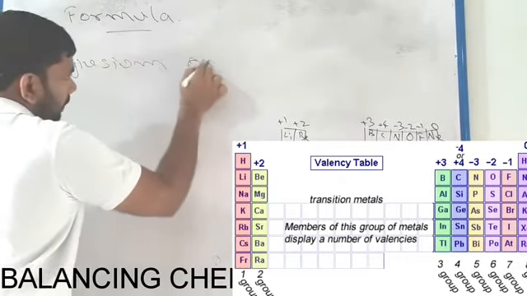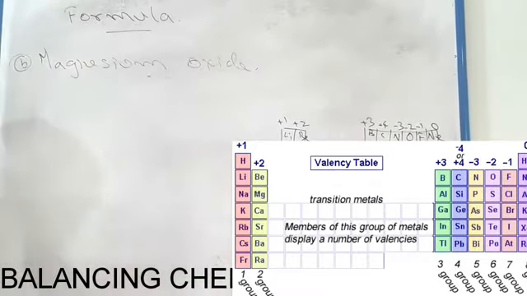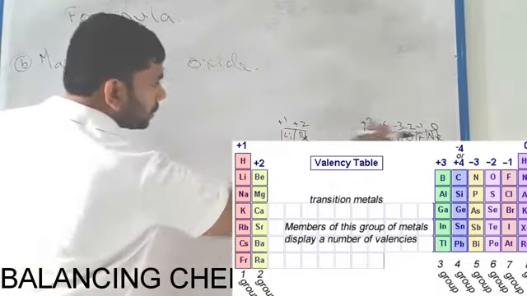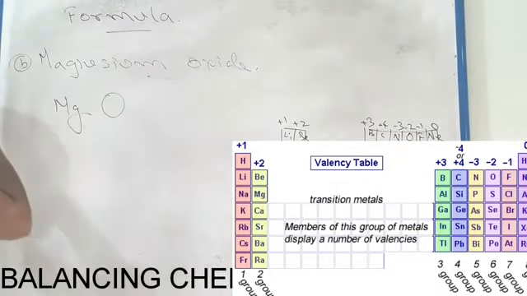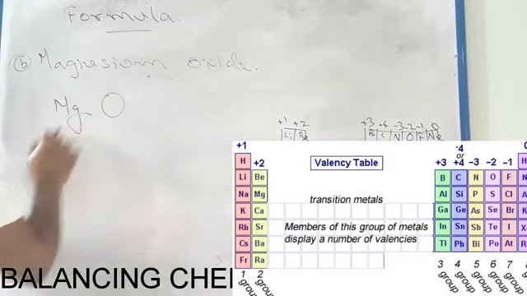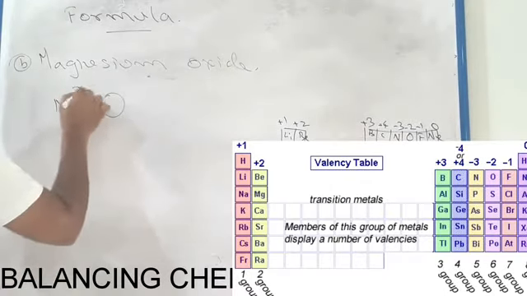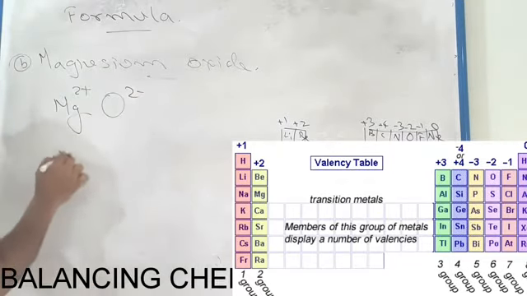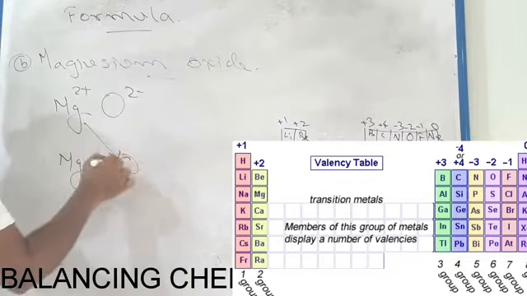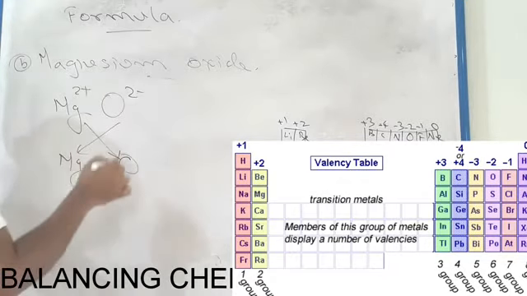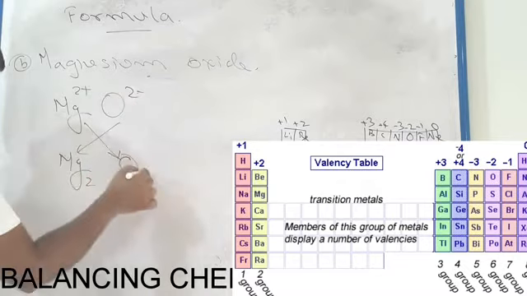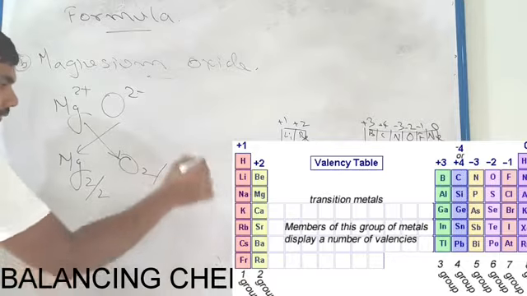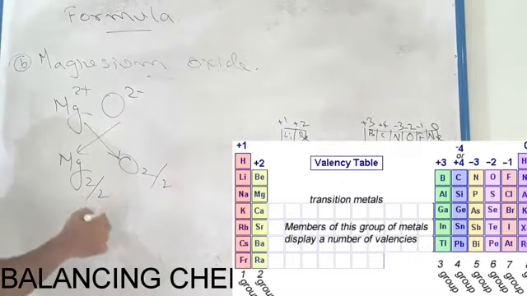Magnesium oxide. Again use the periodic table: magnesium Mg, oxygen O. Okay, oxide, magnesium oxide. Again, magnesium plus 2, oxygen minus 2. You can check there. Write it again, MgO, cross multiplication: this 2 here, this 2 here. Both are the same number, so we can simplify with a common number, divided by 2.